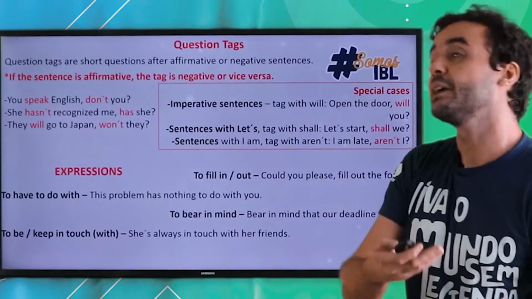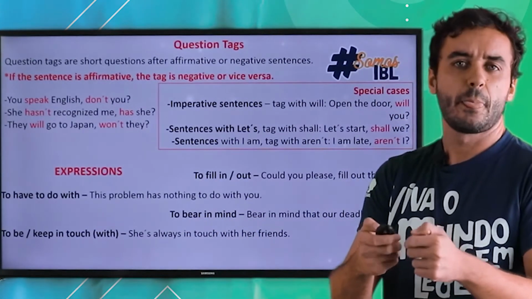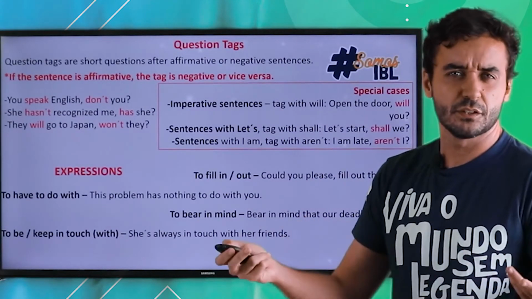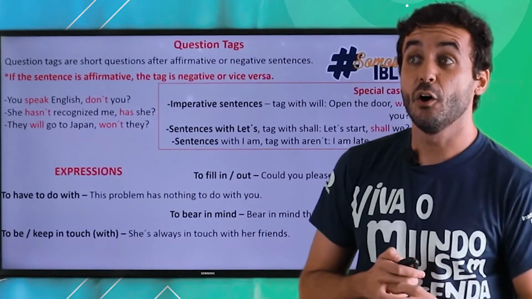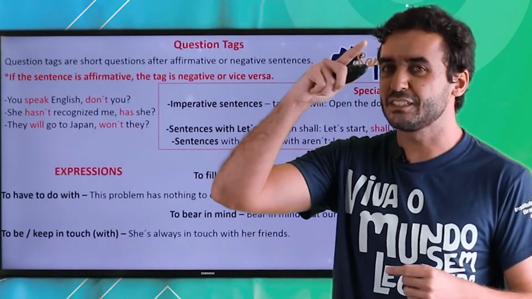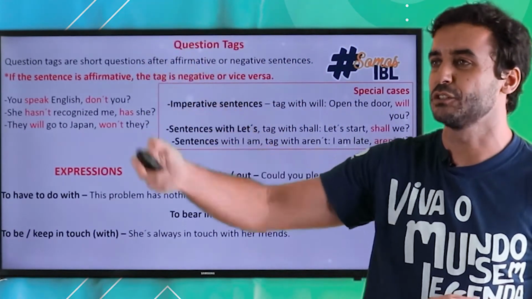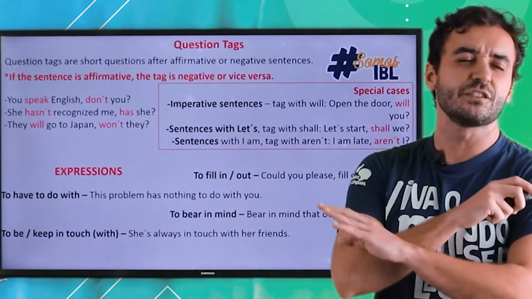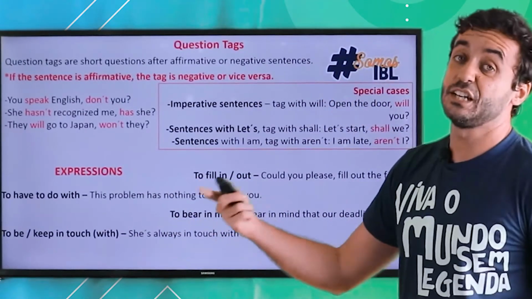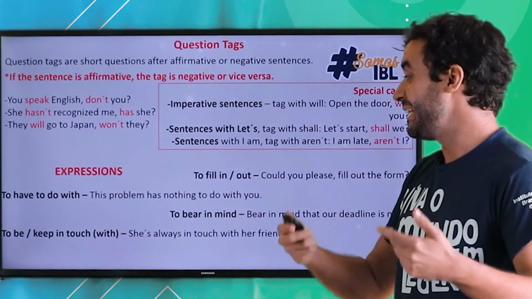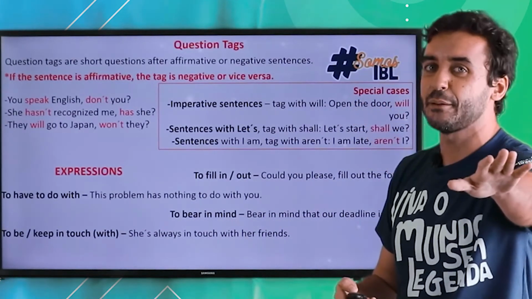The next expression is "to be or keep in touch with." I don't know about you, but I still keep in touch with my friends from school. We always talk. It could be on WhatsApp, it could be in person, but I always keep in touch. It's funny because people think in Portuguese and they tend to translate. They say, "Oh, I have contact," "Eu tenho contato com os meus amigos." No, this is wrong. You will never say that again in your life. You will say, "I am in touch with my friends," or "I keep in touch with my friends." Now you know, never make that mistake again.